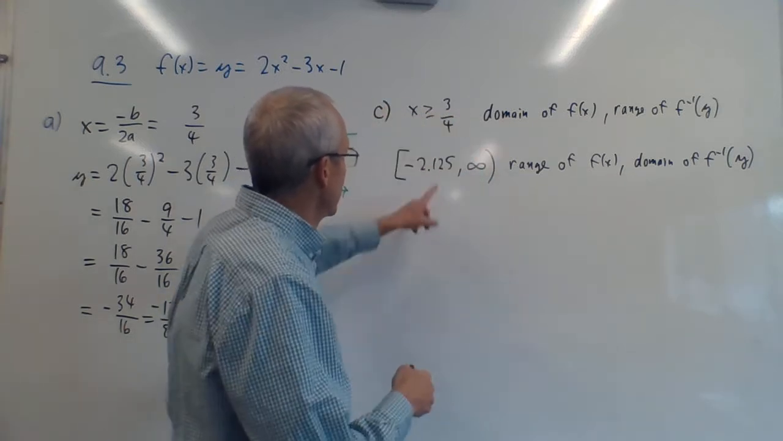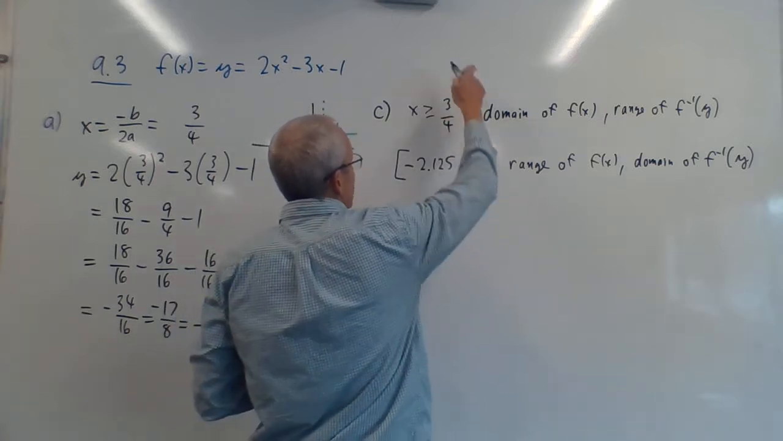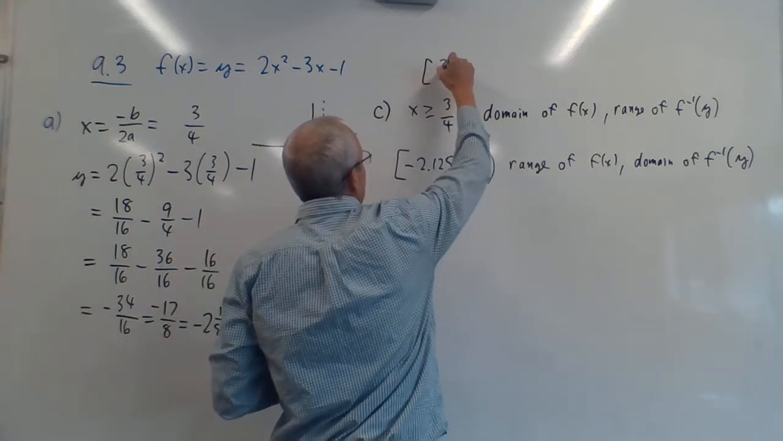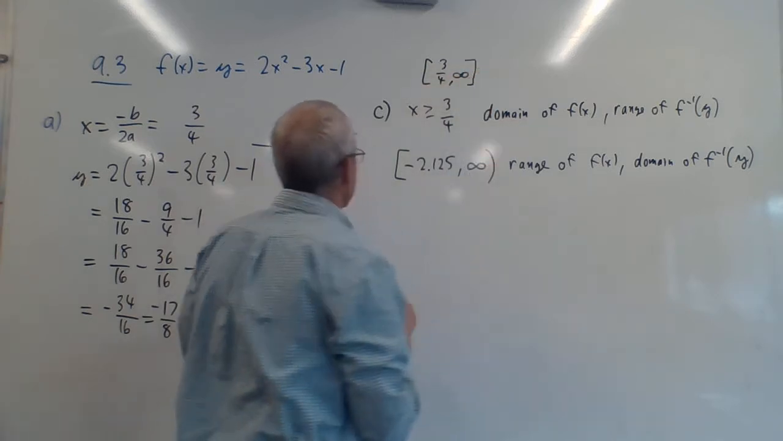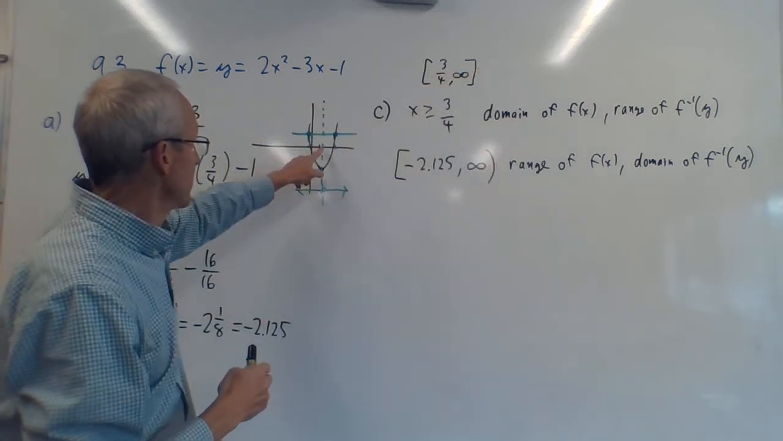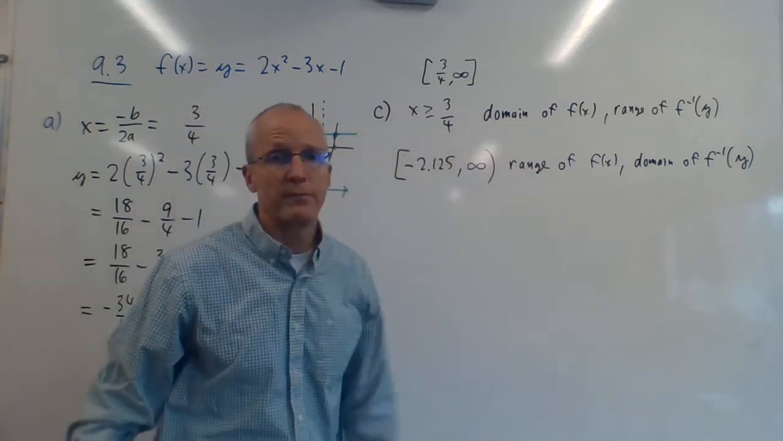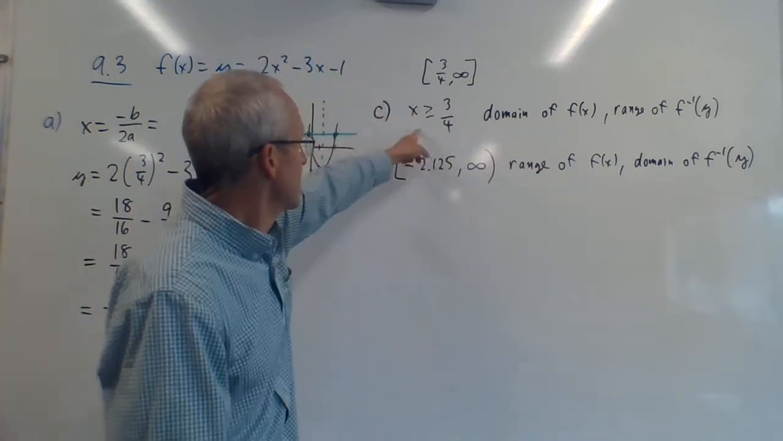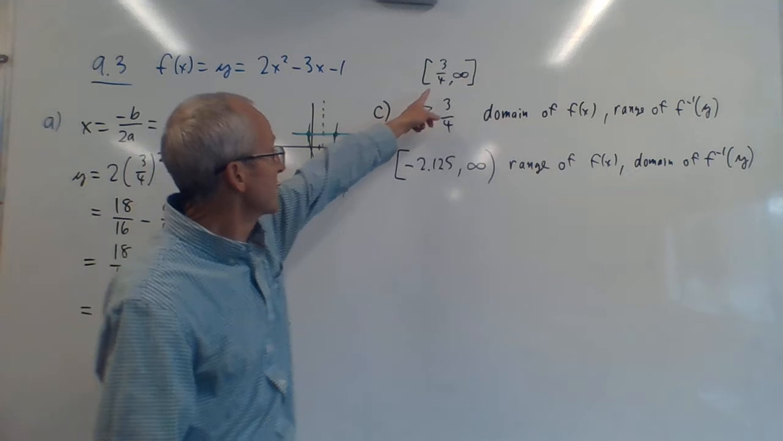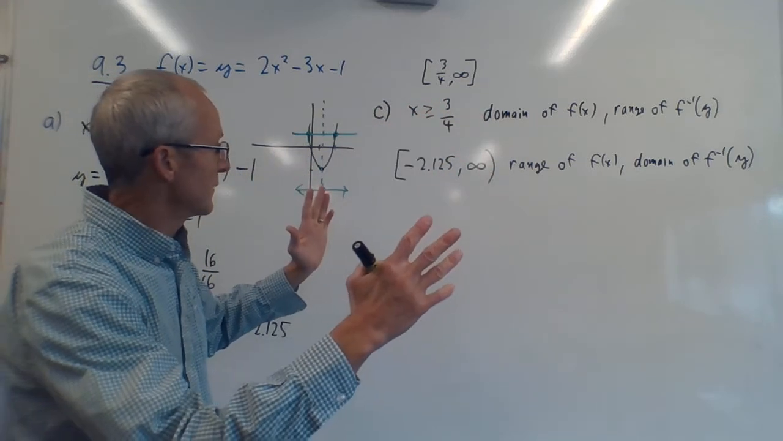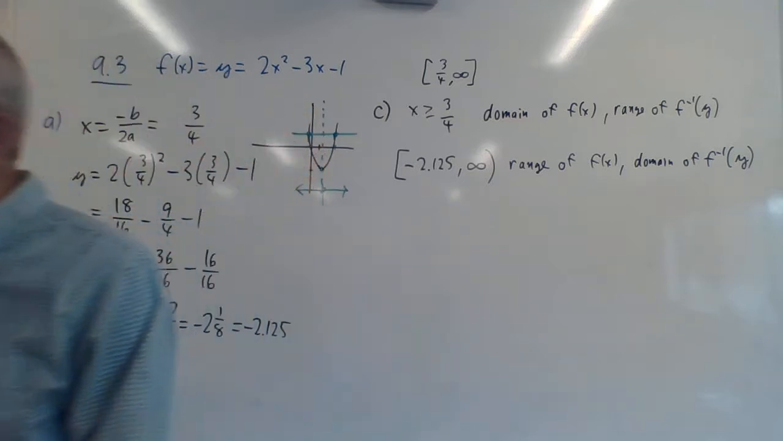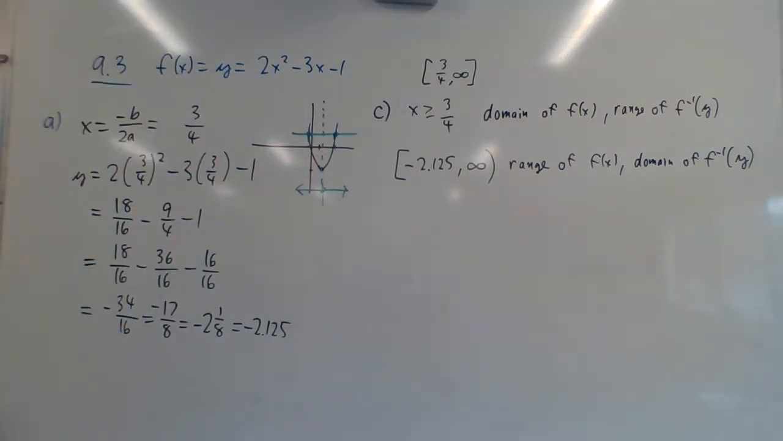Now we could write this one in this notation too. X greater than or equal to 3/4 would be written like 3/4 comma infinity, right? So x goes all the way from 3/4 here, infinity that way, which makes sense. So this works or that works. I like this notation. I think it's easier to think about because it goes from here to here, but whatever. Okay, that's the domain and range of both the function and its inverse.